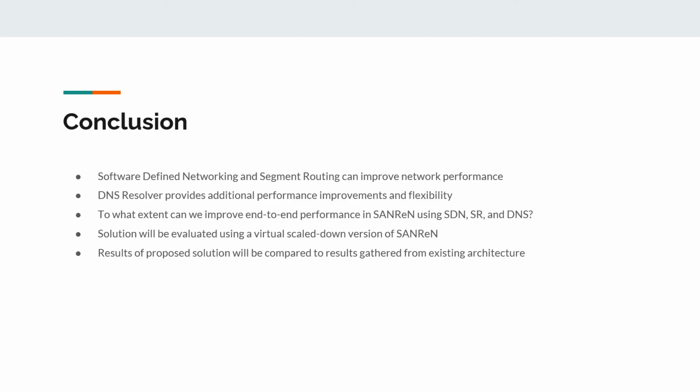So to conclude, software-defined networking and segment routing can improve the network performance. DNS resolver provides additional performance improvements and flexibility. Our main focus is to what extent can we improve end-to-end performance in SANReN using SDN, SR, and DNS. And then our solution, which will be created using a virtual scaled-down version of SANReN, and then we will test our solution against the results that we've got from our tests and from the SANReN data.